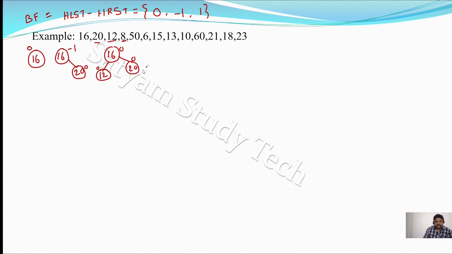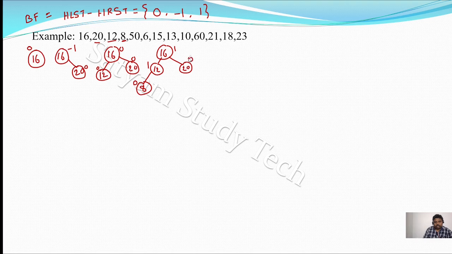Now we can add 8. Where can you add 8? Here it is 12, here it is 20. 8 is added here. Again you have to calculate the balance factor. It is 0 here, and here it is 1, because the left subtree is 1 and the right subtree is 0. The balance factor of 16: the left subtree is 2, that is 1 level, this is the second level, 2 minus 1, so it is 1.